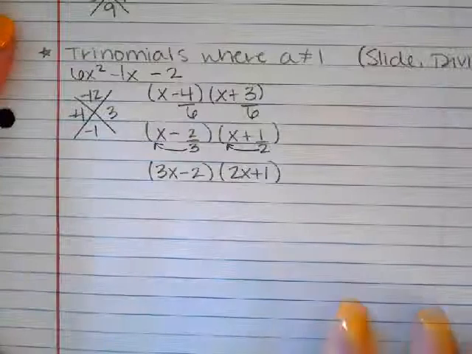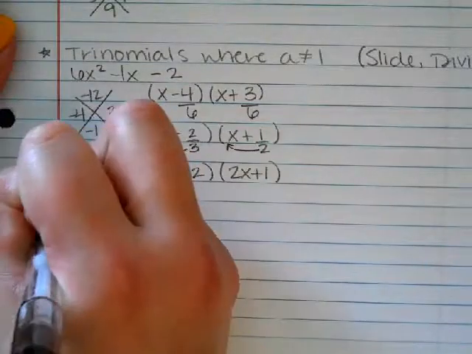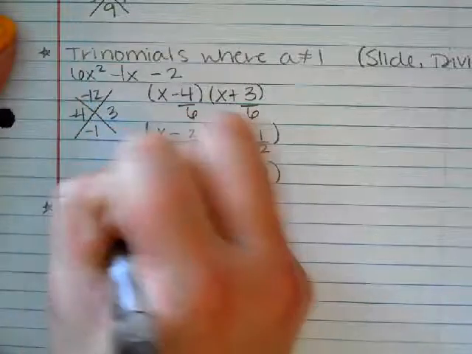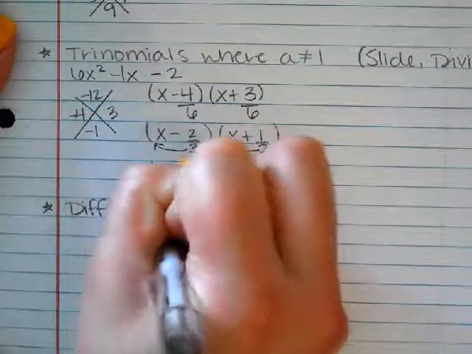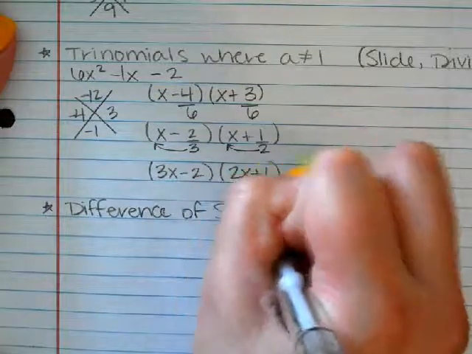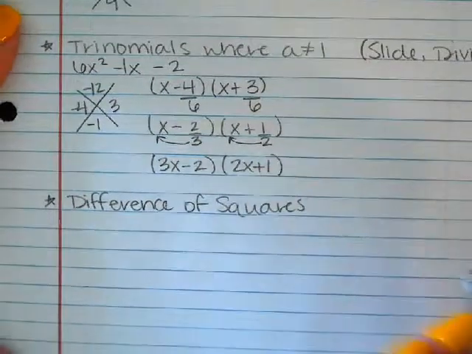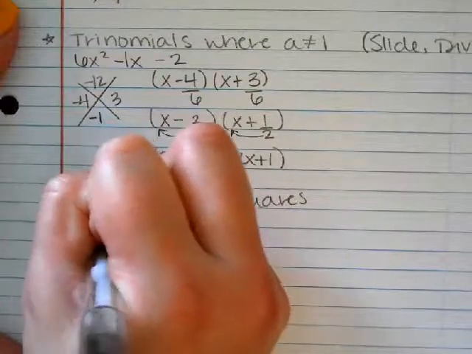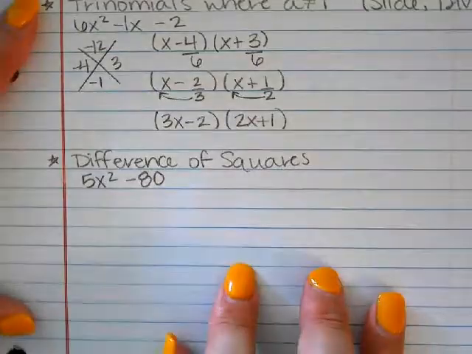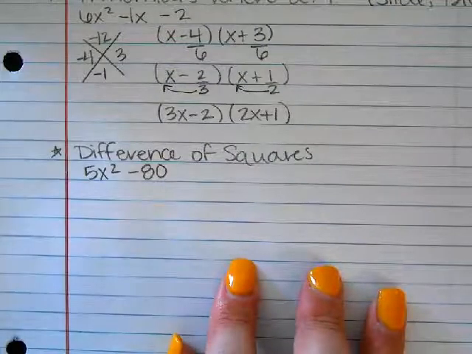All right, here is the next one. Difference. Anyone know what I'm going to say next? Of squares. Difference of squares. All right, I got 5x squared minus 80. Well, that doesn't look like difference of squares.